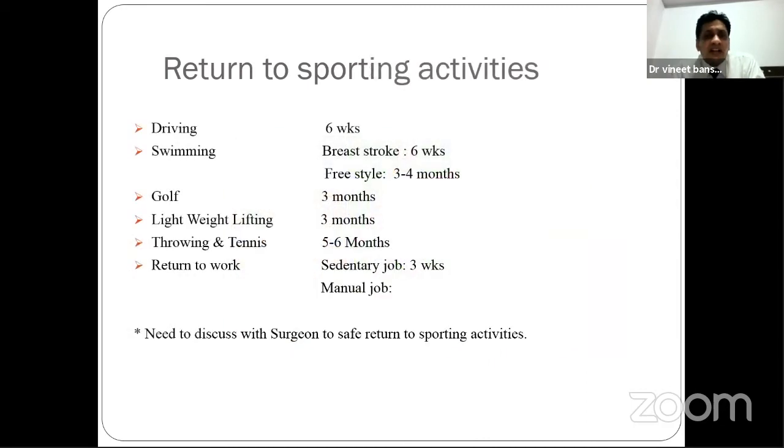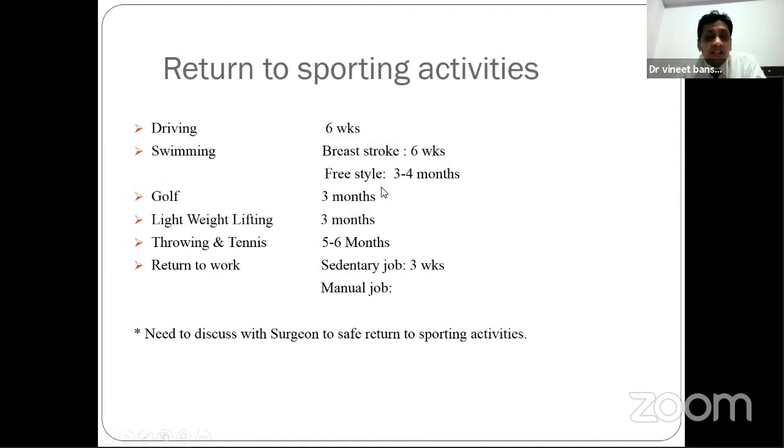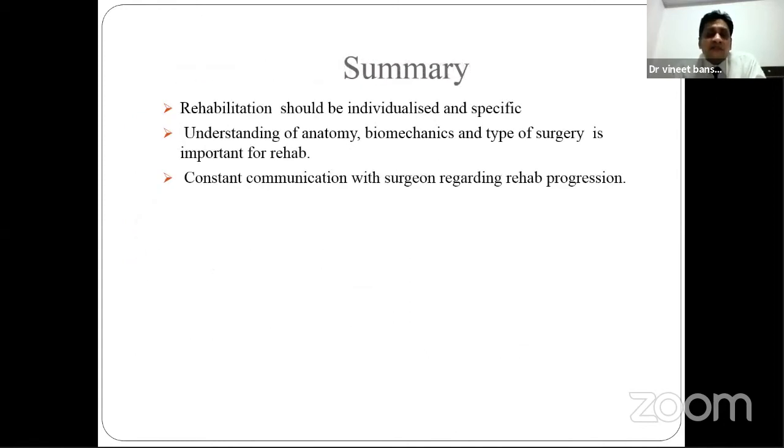So the general guidelines for return to sporting activities after rotator cuff arthroscopic repair: driving, the patient can start at 6 weeks. Swimming can start with breaststroke at 6 weeks, freestyle at 3 to 4 months, golfing at 3 months, lightweight lifting at 3 months, throwing and tennis at 5 to 6 months. Return to work, sedentary job 3 weeks, but need to discuss with the surgeon for a safe return to sporting activities. So this is my summary for this patient.